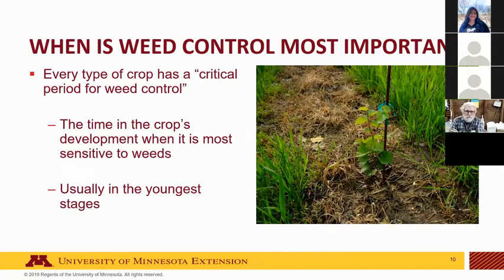There is a time in a vineyard's life when weed control is very, very important. Every single type of crop, not just grapevines, but everything, broccoli, apples, carrots, everything has a critical period for weed control. That's a technical term that we use in weed science. And the critical period of weed control means the time in the crop's development when it is most sensitive to competition by weeds. And so during this time, it's the most important time to control those weeds as well. And so this is usually in the youngest stages of the plant, such as the first year when we planted our vines.